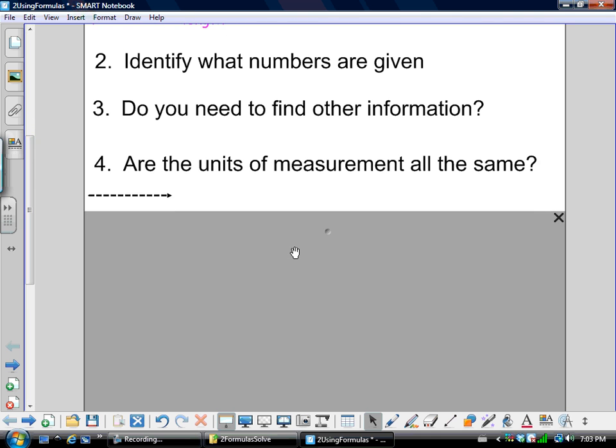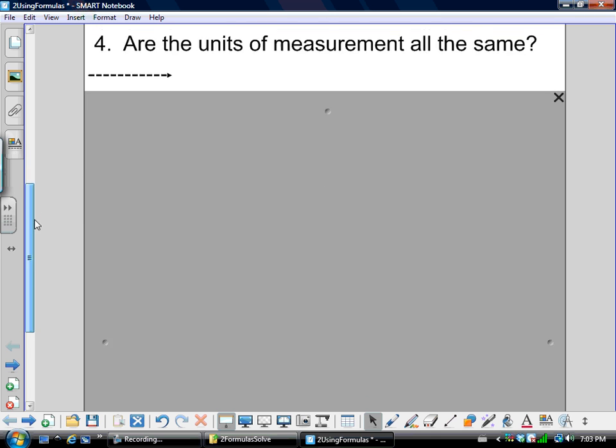We also have to be conscious of the units of measurement. Are they all the same? Are they all in centimeters? Are they all in imperial, or is there a mixture? If there is a mixture of measurements, we have to, first of all, convert those measurements. Let's look at an example.